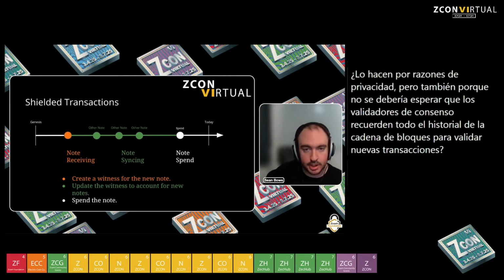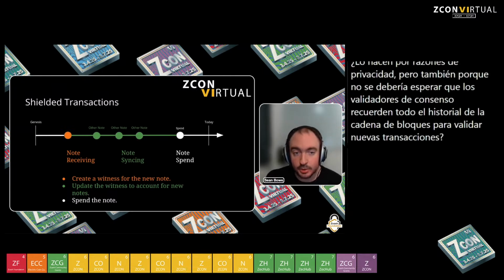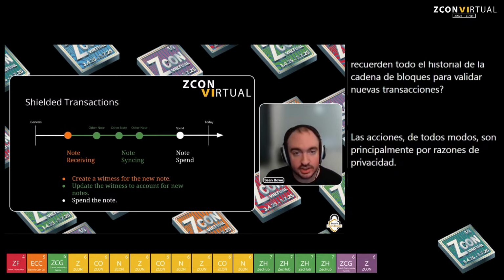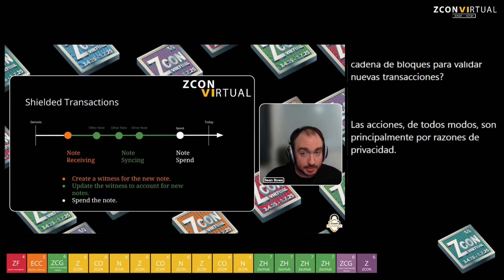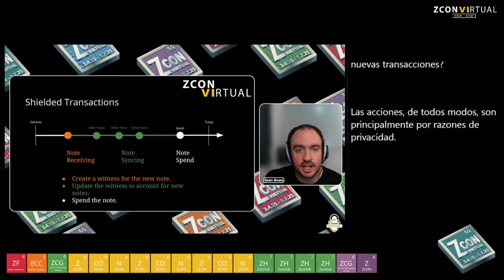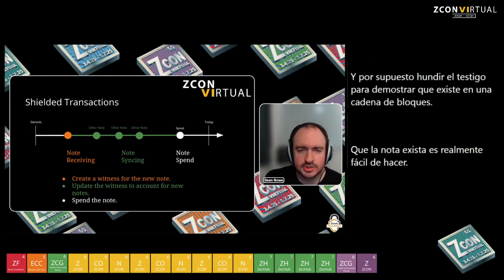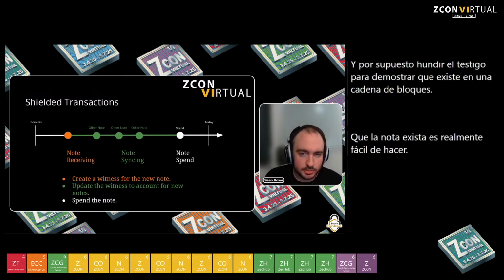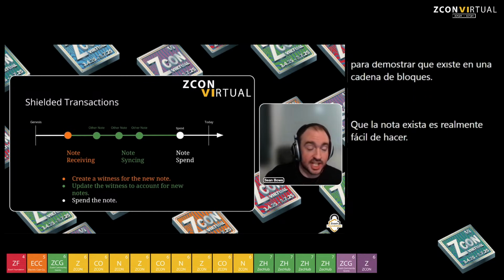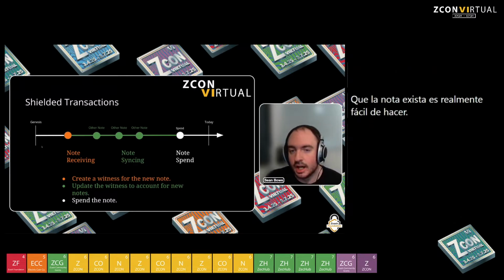I call this second part syncing the note. And of course, syncing the witness to show that the note exists in a blockchain is really easy to do using all sorts of things, like, for example, a cryptographic accumulator like an append-only Merkle tree, which is actually what we use in Zcash.